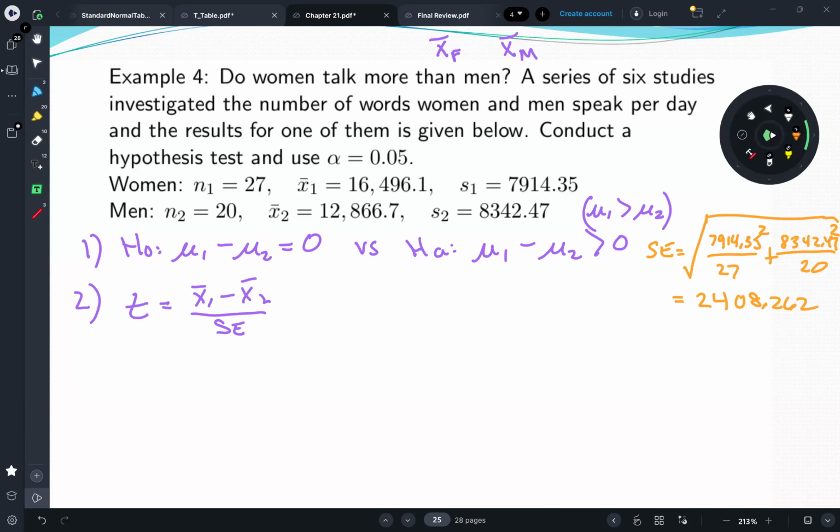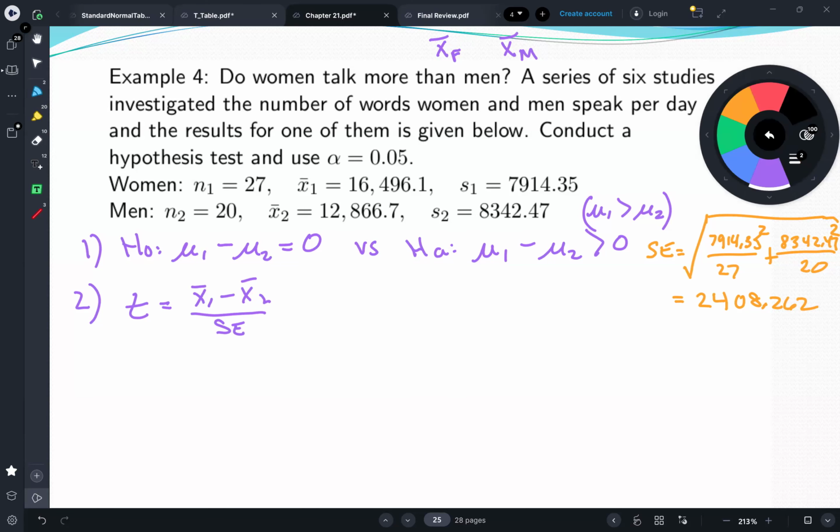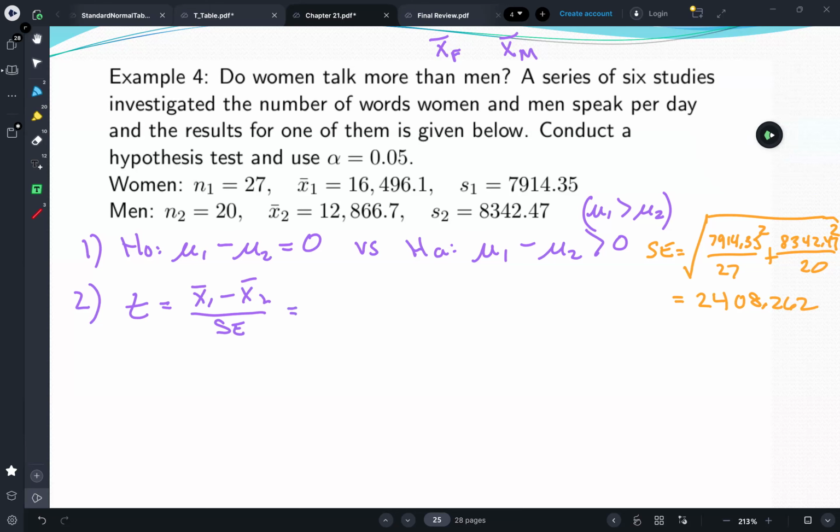So let's go back to our test statistic and let's get that calculated. So these are really large numbers. 16,496.1 for the women, subtract 12,866.7 for the men, divide by our standard error, 2408.262. Carefully get all those in to your calculator.